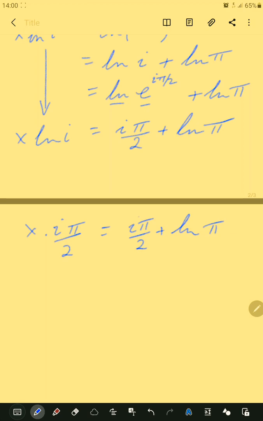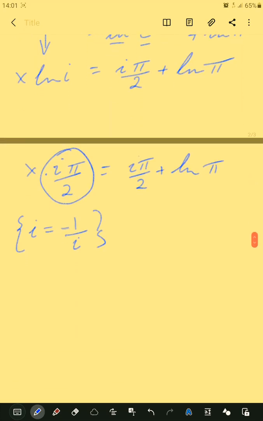And now to find x, we just simply divide by this factor here. Divide both sides by i pi on 2. Now, a curious property of i, I'll just put this as a subnote, i is equal to its negative reciprocal. It's quite easy to show. You can prove that for yourself quite easily. I won't do it here, but we'll just take that as a note for the moment, because what we will show is that x is equal to minus i multiplied by 2, multiplied by our i pi on 2 plus ln of pi, all divided by pi.